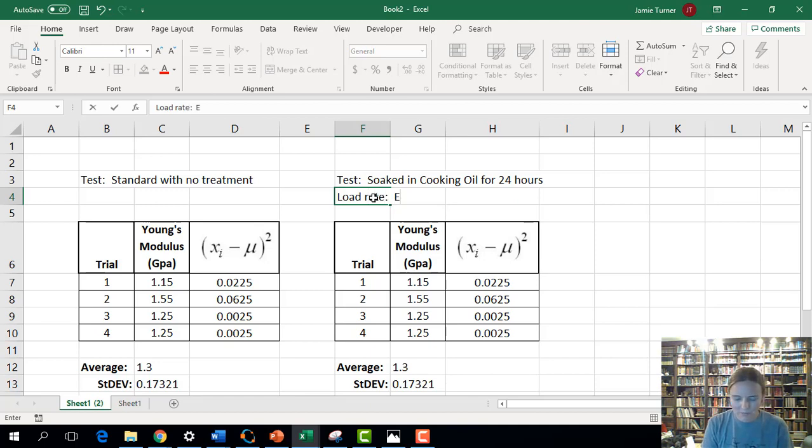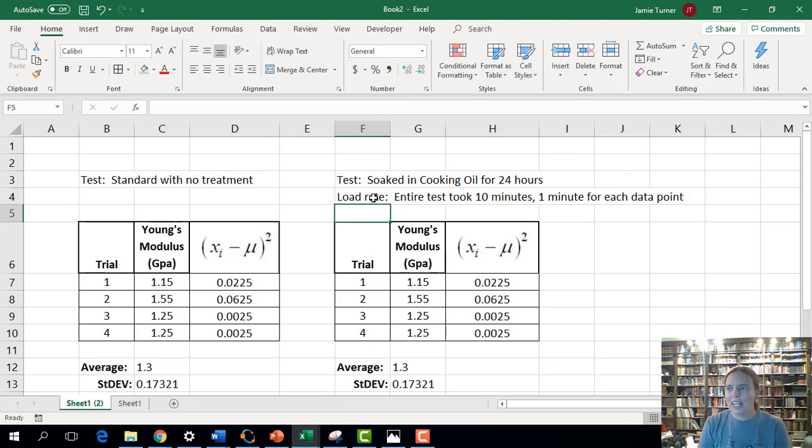So entire test took 10 minutes with 1 minute for each data point. Okay, so if you load a rubber band and then come back the next morning, it's called creep, that it will slowly get longer and longer and longer. Even though you haven't added any more weight to it, if you just let it sit there, it's going to slowly stretch out and stretch out.